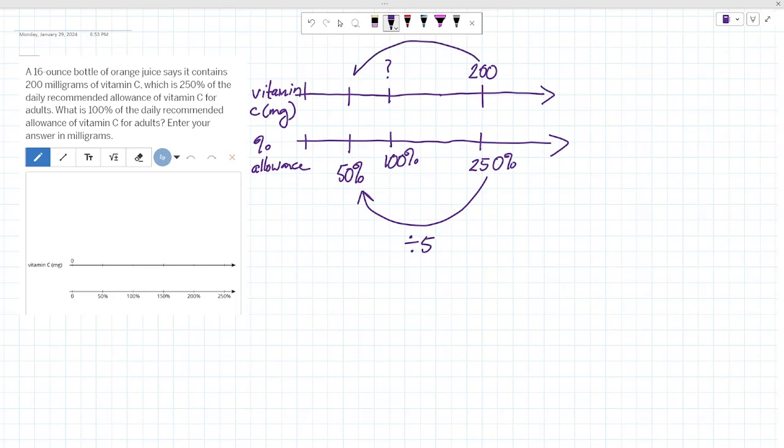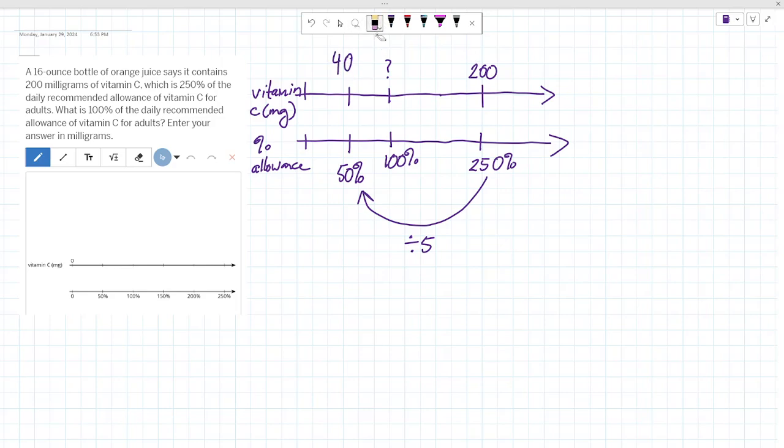We need to do the same thing for the vitamin C. So what's 200 divided by 5? You might do a long division. So 5 doesn't go into 2 any times, but 5 goes into 20 4 times. So now I subtract my 20, I get 0, drop my 0 down, 5 can't go into 0 anytime, so that would be 40. Or you can think 5 goes into 20 4 times, so it would go into 200 40 times.